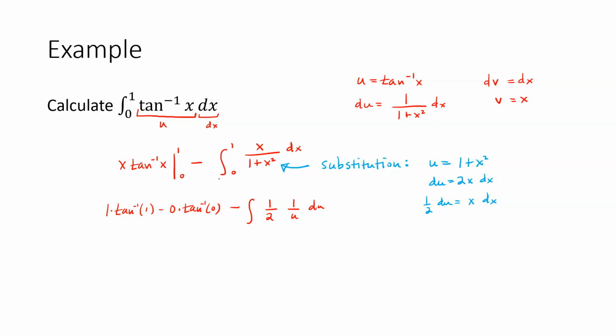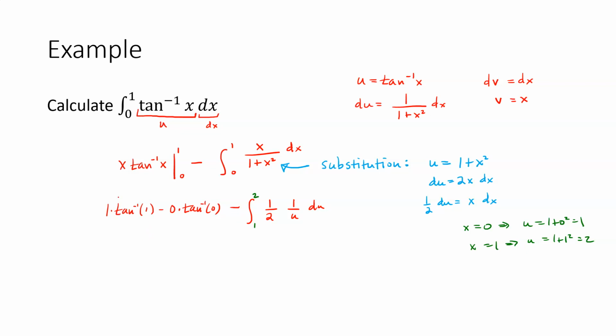I should also change my limits of integration as well, since it was originally from 0 to 1. So let me write down here, when x is 0, u will be 1 plus 0 squared, so it'll be 1. And when x is 1, u will be 1 plus 1 squared, so it'll be 2. So my new limits of integration go from 1 to 2. So let's finish it up here.